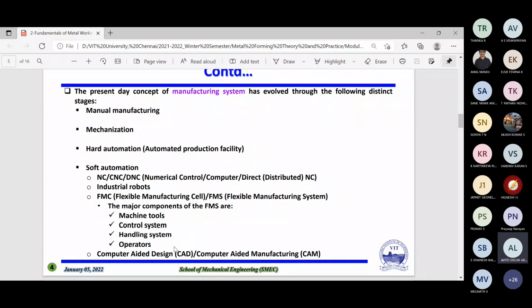So PLC comes under which stage? The PLC. Sir, I am not aware of this one. Maybe I have to check this one. Okay, sir. So PLC, maybe it will be soft automation. I do not think this is hard automation.